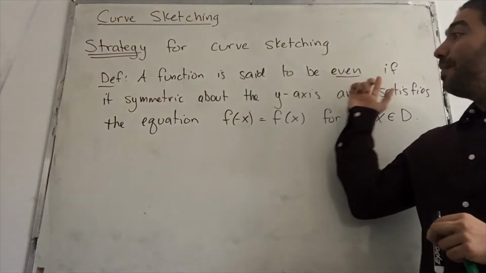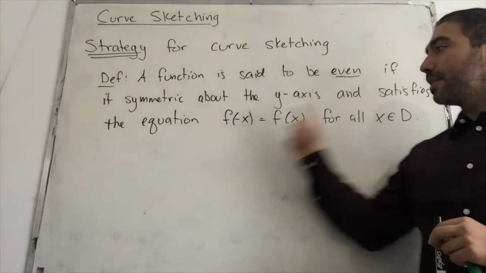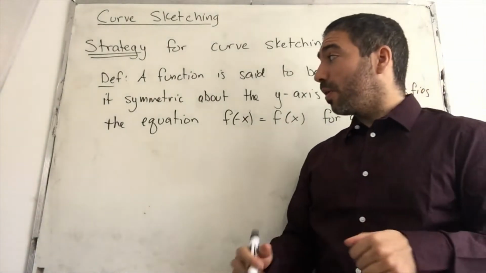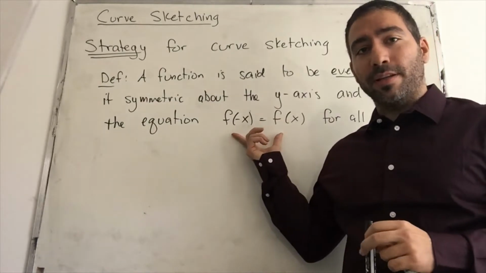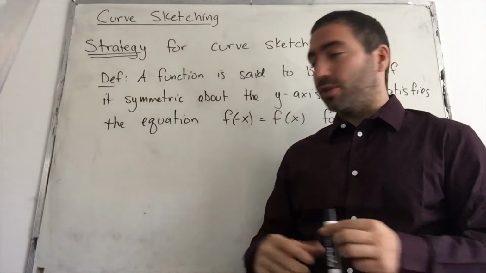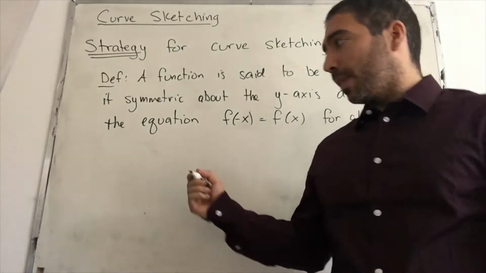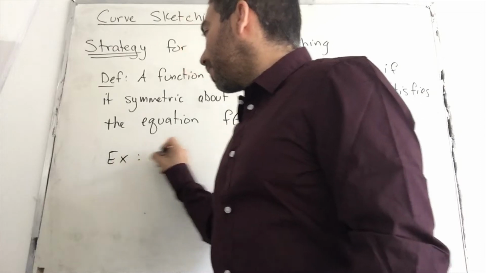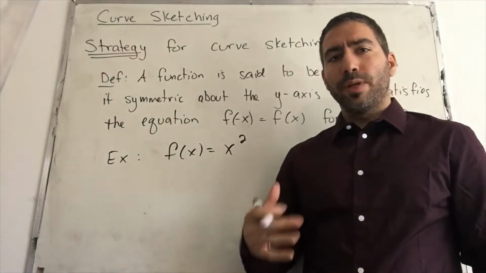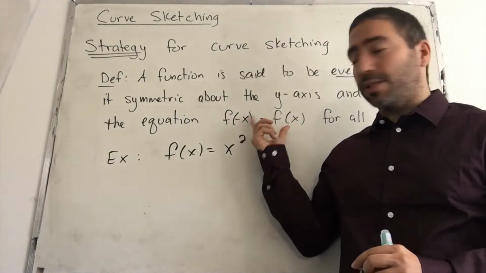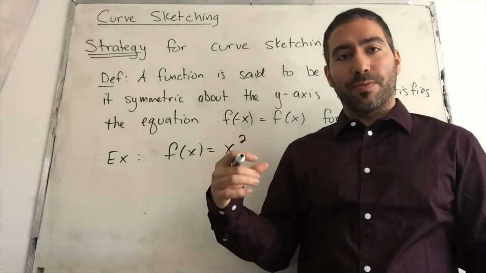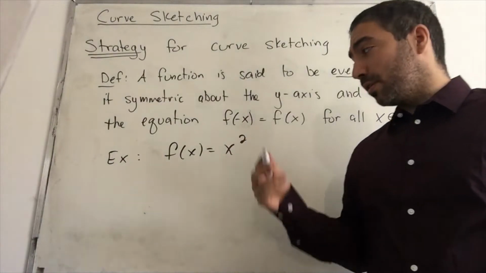So a function is said to be even if it is symmetric about the y-axis and satisfies the following equation: f of negative x equals f of x for all x in the domain. So if this equation is satisfied, this gives us symmetry on the y-axis, which makes our job easier when we're trying to sketch the function. So let's look at a quick example of an even function. A function that's even is the function f of x equals x squared. How do we know it's even? Well, let's check to see if this equation is satisfied. Essentially what this is saying is, if we plug in negative x into the original function, do we get back the original function? Let's go ahead and try that.